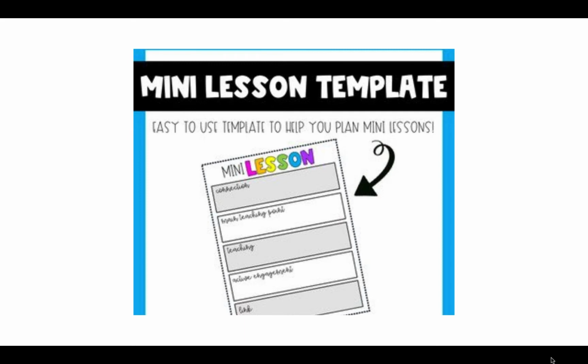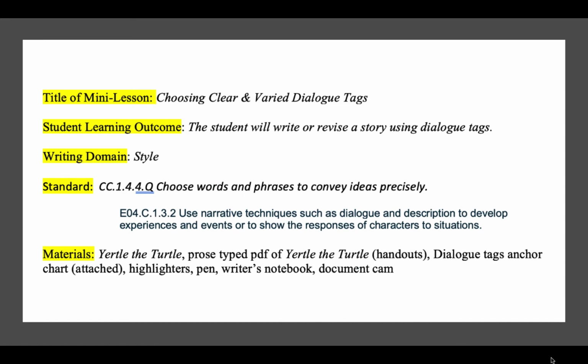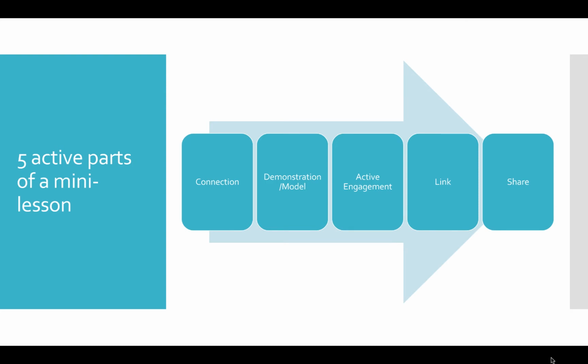Following the I do, we do, you do model, we'll break it down further to write the mini lesson. We'll use a very simple template that follows the architecture of the mini lesson model. When we write a mini lesson, according to our model, we list the title, objective, domain, standard, and materials. After determining these items, we'll be ready to dig into the active plan.